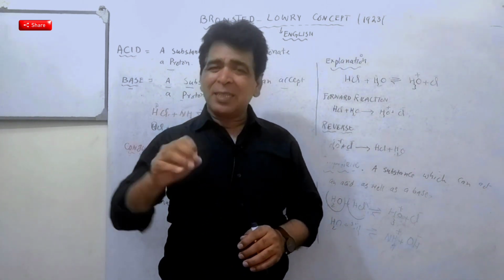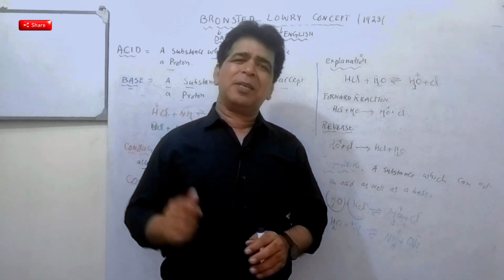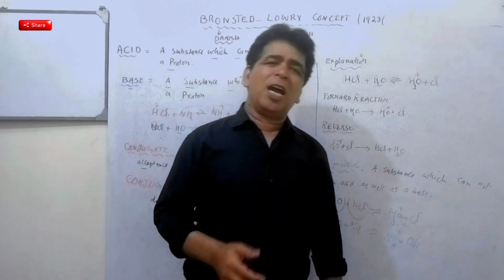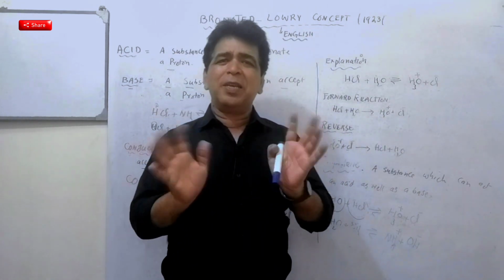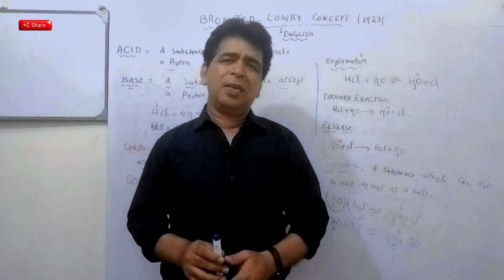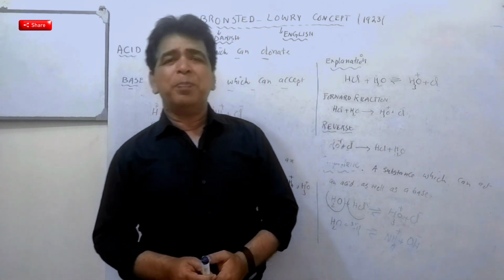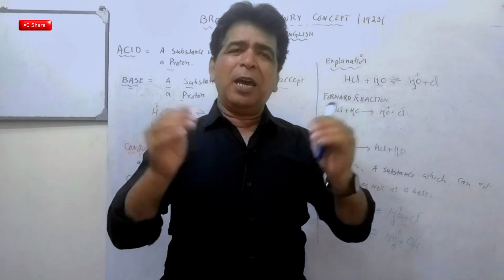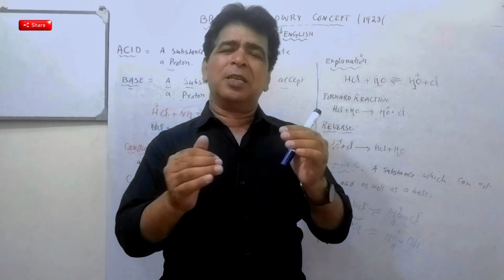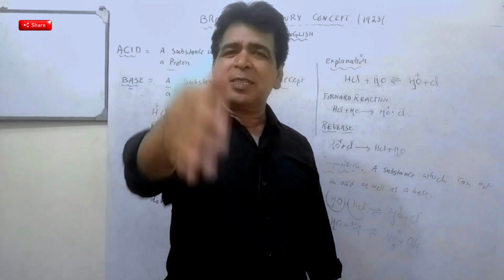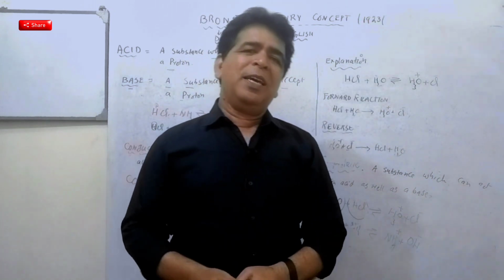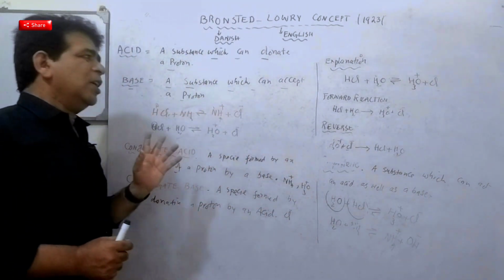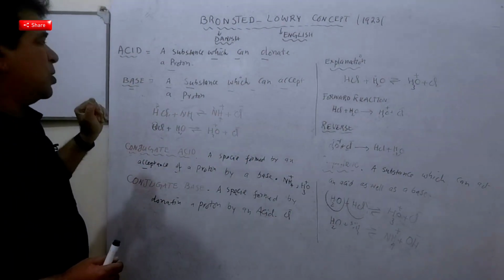An acid alone cannot be proved to be an acid or a base according to this concept, and similarly a single base cannot be proved to be either an acid or a base. To prove acid and base, you have to mix two substances. One substance will act as an acid and the other substance will act as a base. This was the main condition for the Bronsted-Lowry concept.